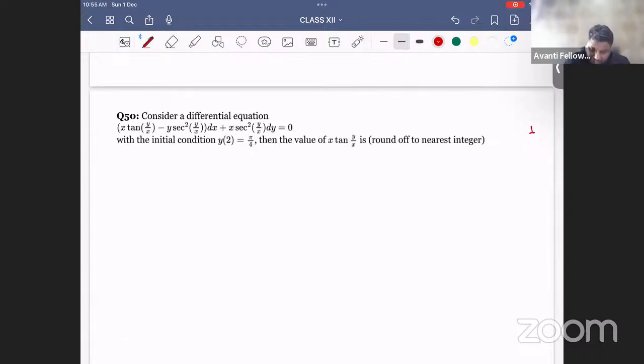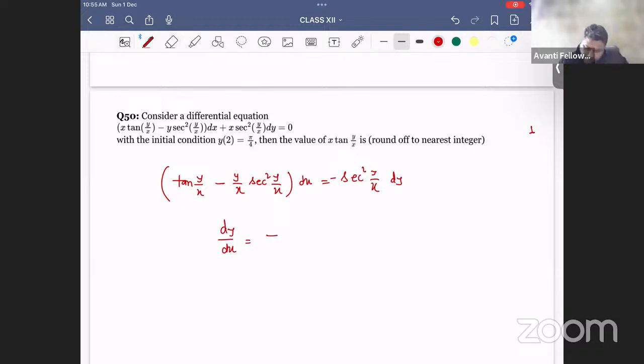Consider a differential equation. Let's divide by x also. Tan y by x minus y by x secant square y by x dx is equals to secant square y by x with a negative sign dy. So dy by dx is with a negative sign tan y by x minus y by x secant square y by x upon secant square y by x.